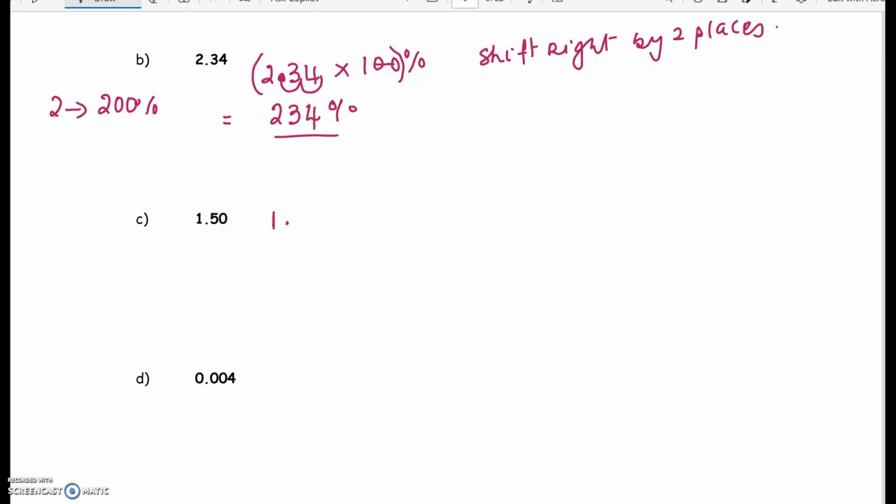So 1.5. And now we're going to change it to a percent, which means we multiply by 100%. So remember that multiplying with 100% is multiplying by 100 over 100, which is equal to a 1. Multiplying by 1 does not change the value. We're just writing it in a different way. So we have 1.5 times 100. So 2 zeros would mean shifting the decimal point 2 place values to the right. So that would give you 150%.